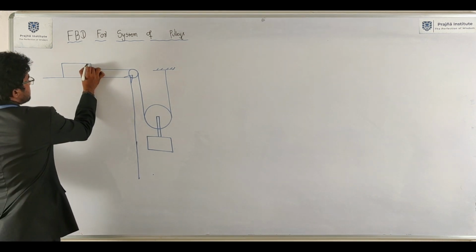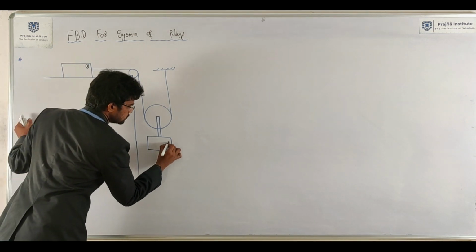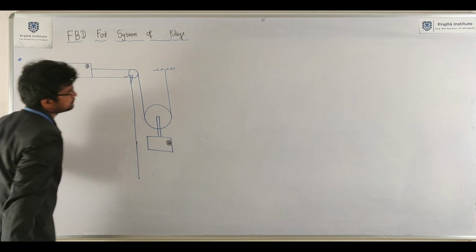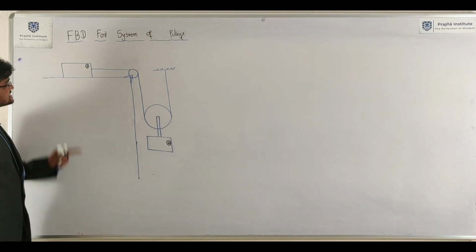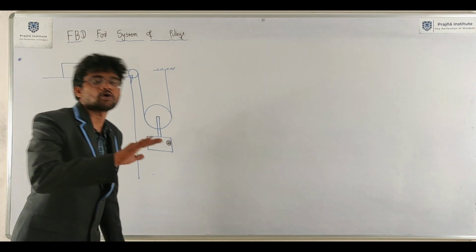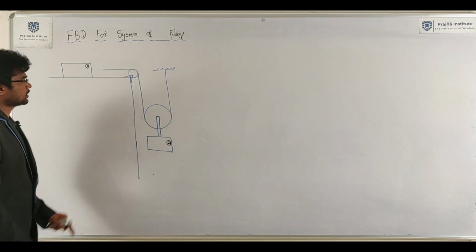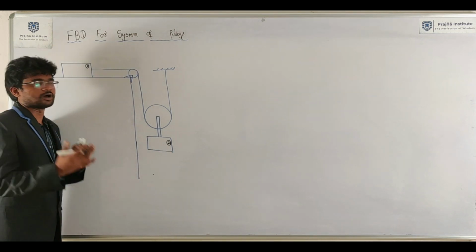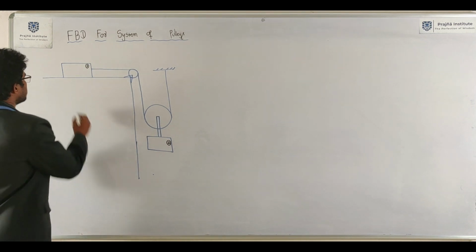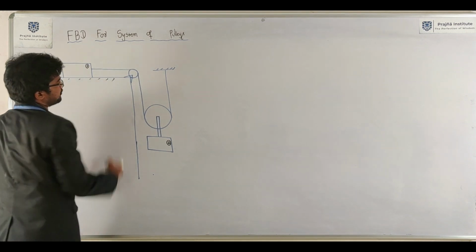Block 1, block 2. The accelerations of the two blocks are not the same. So don't just remember, just observe the system. What is happening? It is a rough horizontal surface.